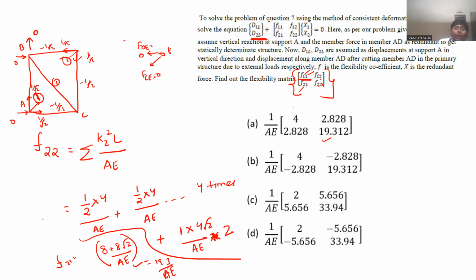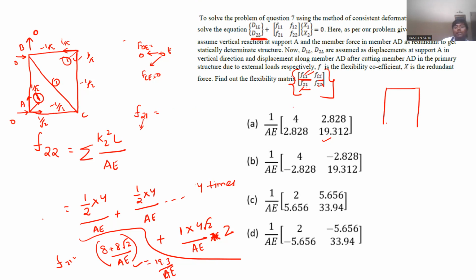Now, F12 or F21, that will be same from Maxwell's law or Betti's theorem. Anything you can put. Maxwell's reciprocal theorem. From there, you can get F21 will be equal to F12. So F21 represents what? Displacement at joint 2 due to unit load at 1.